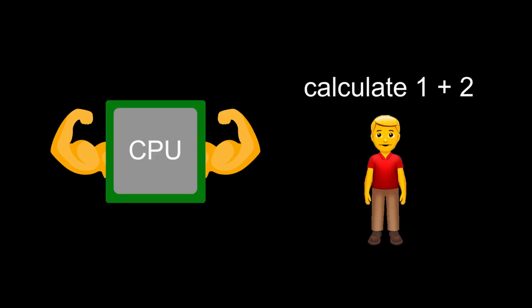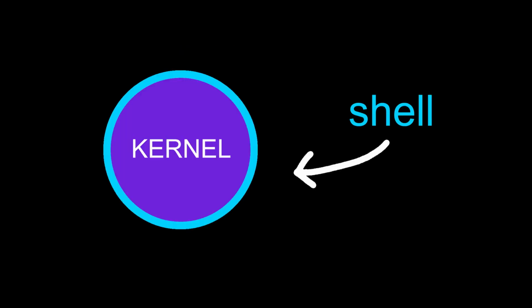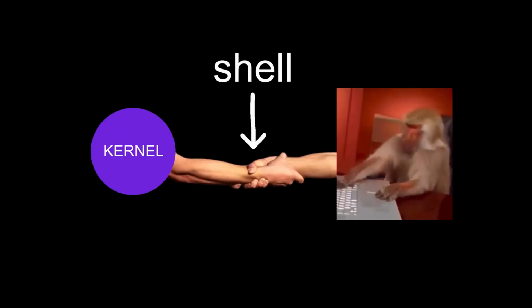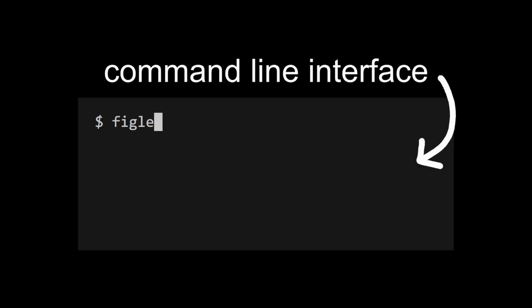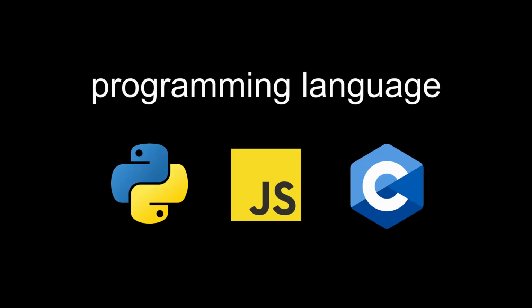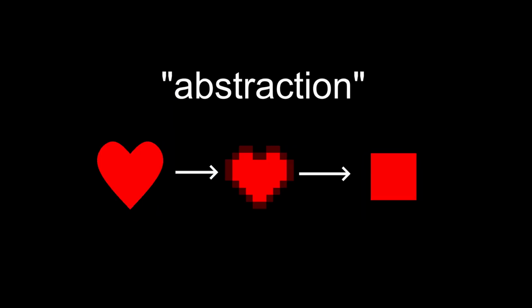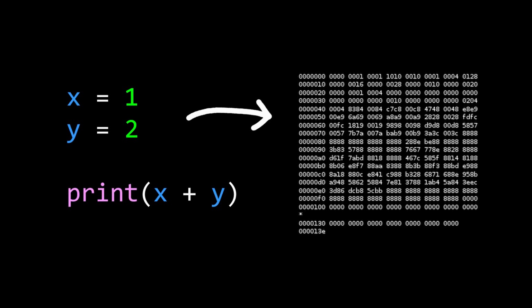Okay, that's cool, but it doesn't matter how powerful a computer is if you have no way to give it instructions in the first place. Typing machine code by hand would probably make you go insane, but luckily, you don't have to. The kernel is wrapped in a shell, which is just a program that exposes the kernel to the user, allowing for simple instructions in a command line interface with text inputs. But the best way to make a computer do something useful is with a programming language, which uses abstraction so that instead of this, you can write code that looks like this, which is then converted into machine code for you.